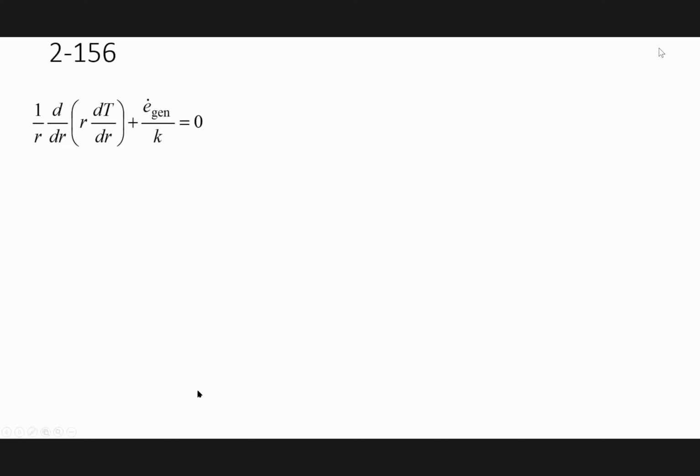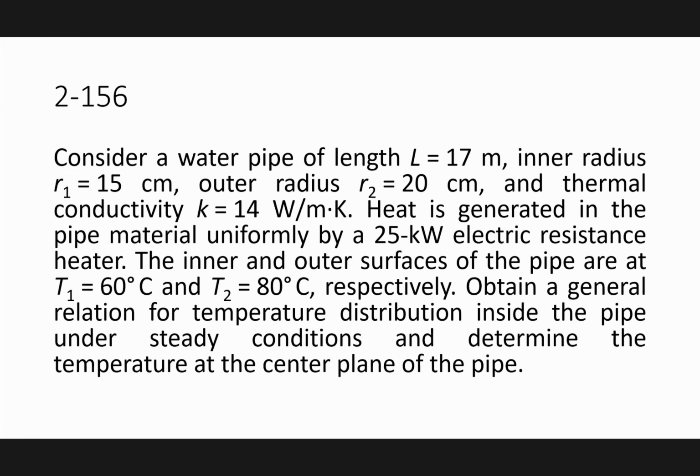Therefore, you start with this equation. It's a steady state. That's correct. And since conductivity is constant, you can take it out, and this equation reduces to this one. Therefore, you have conduction through the thickness of the wall of the cylinder, and you also have heat generation. Now, if you go back to the problem, we have the radius, we have the length, and conductivity of the material, and it mentions heat is generated in the material uniformly, 25 kilowatts.